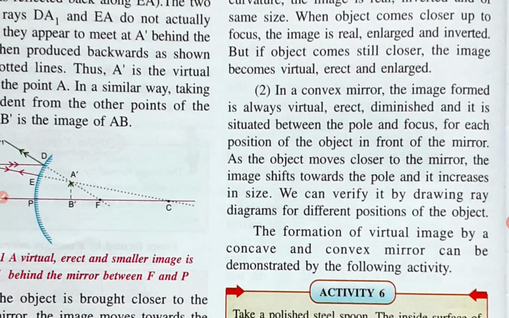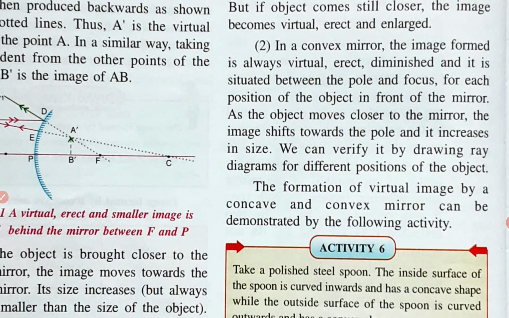In number 2, the convex mirror, the image formed is always virtual, erect, diminished, and it is situated between the pole and the focus, always, for each position of the object in front of the mirror. As the object moves closer to the mirror, the image shifts towards the pole and it increases in size. We can verify it by drawing ray diagrams of different positions of the object, as we have already done. Now, the formation of image by a concave mirror and convex mirror can be demonstrated by the following activity. Okay, let us go to the activity.